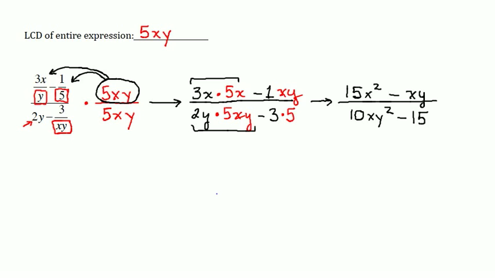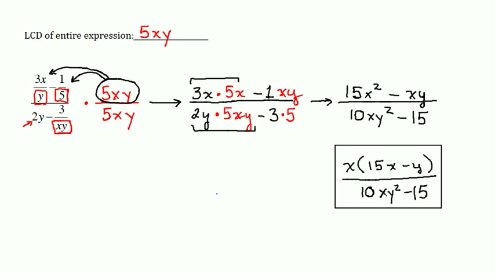I should really check this to see if there are any common factors anywhere. So I could factor the numerator, since I can see that I have a common factor of x that could come out of that numerator. So I can take x out of the numerator, giving me 15x minus y. And the denominator really doesn't factor at all. It just has to stay as 10xy squared minus 15. So my final answer could also be written in this factored form. Since there are no factors to cancel out, it would just stay like this.